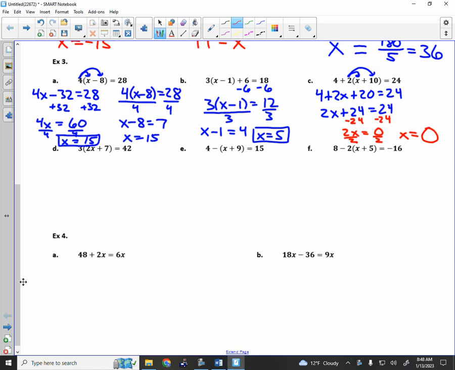Suppose I'm on the test and I'm like, shoot, I came up with 0. I'm not feeling very confident in my answer. What could you do to check your answer? Plug it back in. Raleigh says 0 plus 10 is 10, times 2 is 20, plus 4 is 24. So it works out.